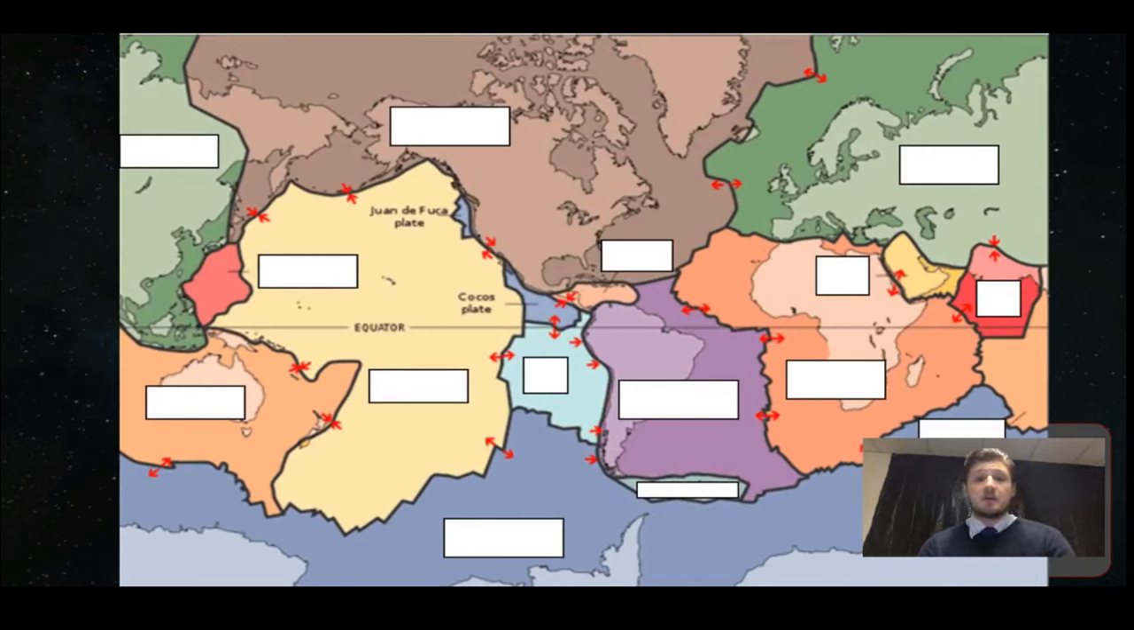So here we have the Earth's surface laid out as a flat map. Now, we think of continents as political countries. It's not actually quite the case on the geology side of things. So as I'm talking, you'll start seeing some of these interesting names pop up.